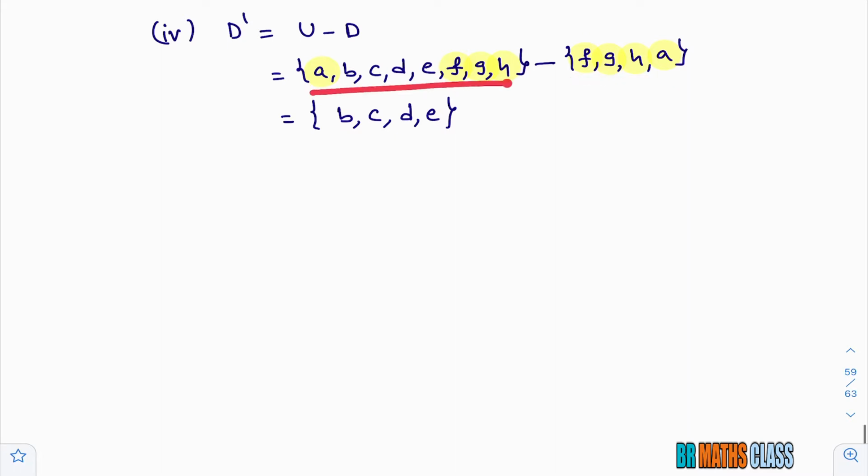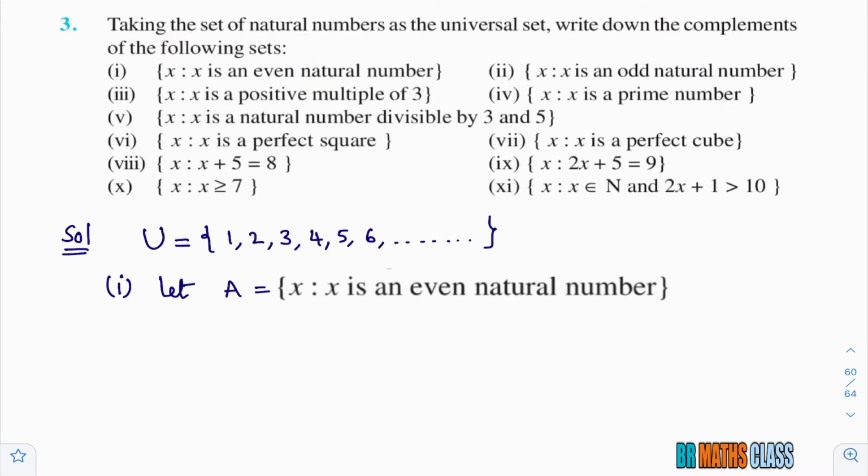Identify the common elements. Other than common elements, what elements are remaining in the first set? That is the answer: B, C, D, E. I hope you understand the second bit. This is very easy. You observe this third question. Many students feel it is difficult to understand.